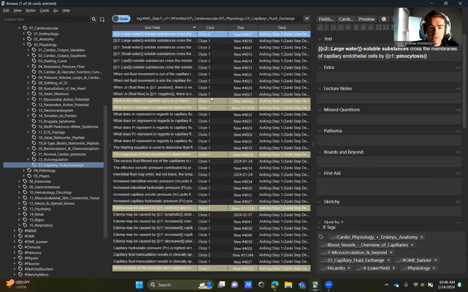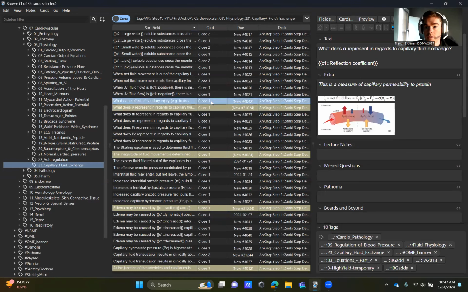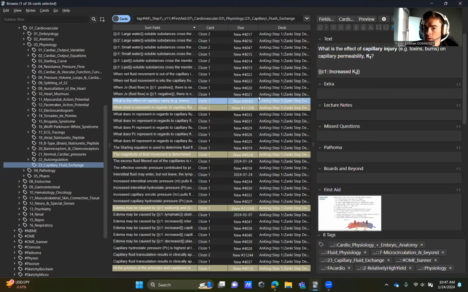And then capillary fluid exchange. So lots of cards here. Anyways, all the cards here, except for these ones talking about the reflection coefficient, because Dr. McCauley did not include that in the equation she gave us. And then we didn't learn about the capillary injury and effects to that equation.